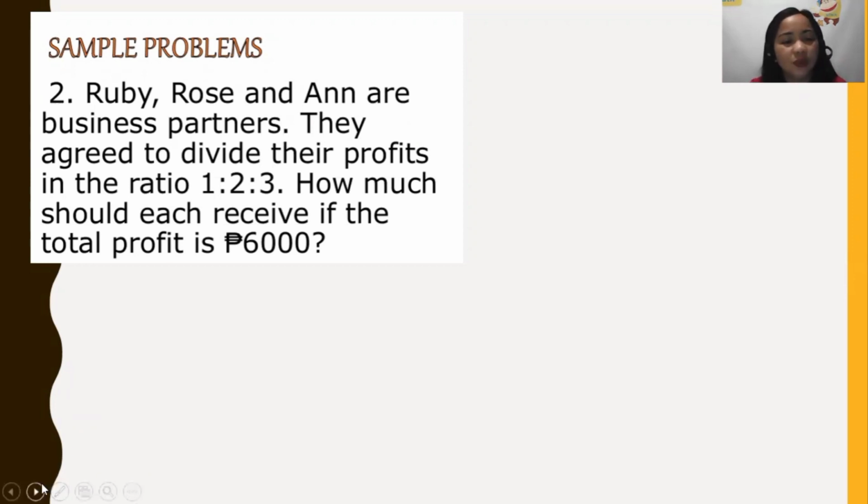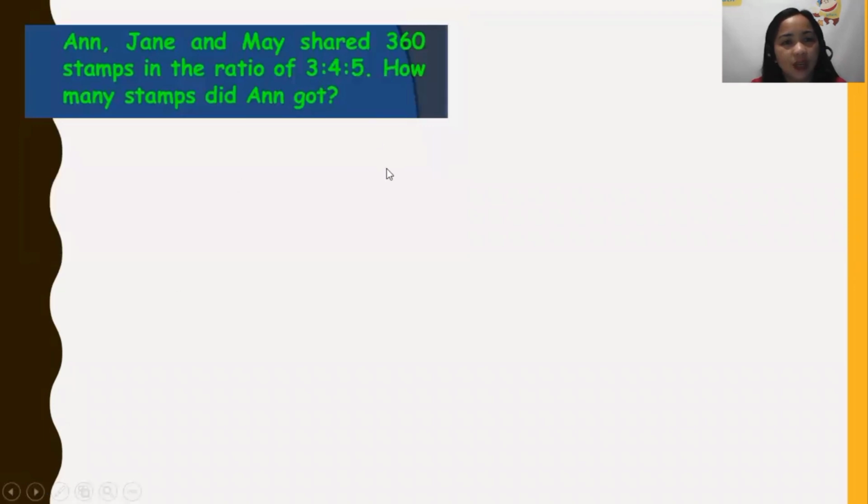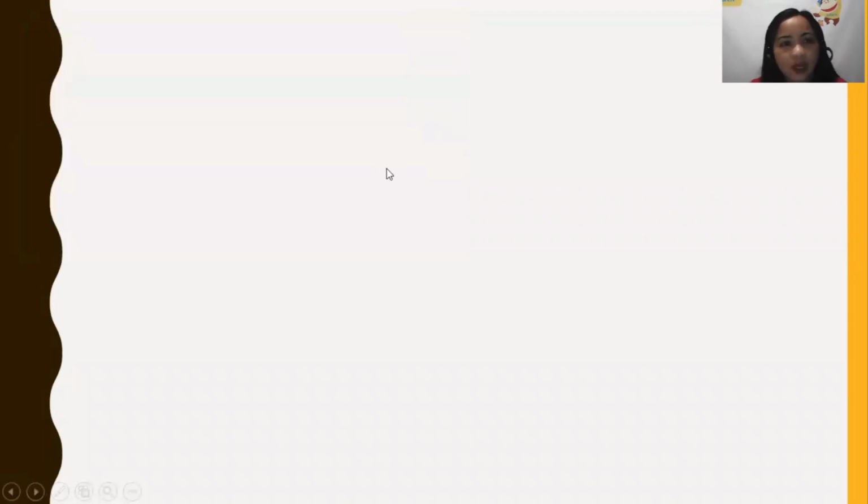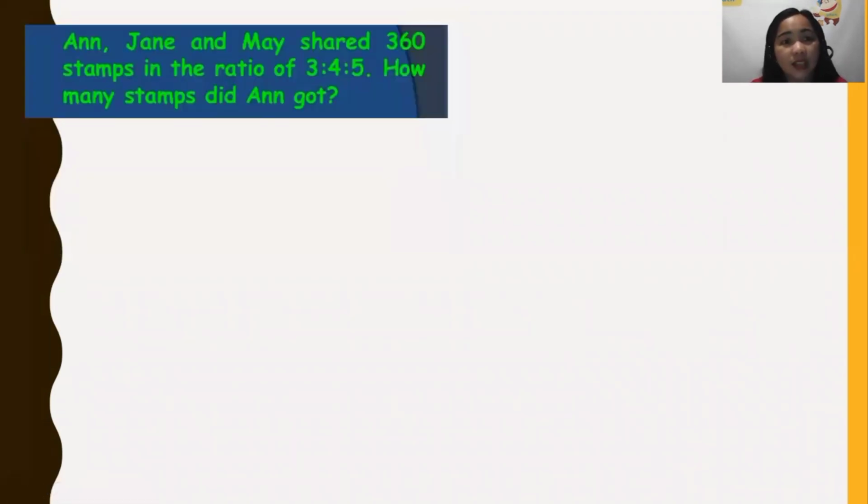Now, let's proceed to another example. Here, we have here another example. Anne, Jane, and Mary shared 360 stamps. In the ratio 3:4:5, how many stamps will Anne get? Now here, understand muna natin kasi hindi lagi na kinukuha yung tatlong parts. Dito, ang tinatanong lang, yung kay Anne, or ilan daw stamps lang, yung kay Anne, hindi ng lahat.